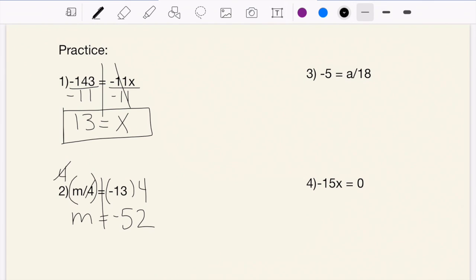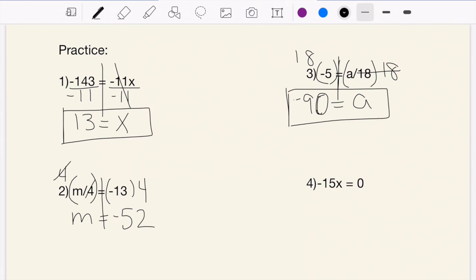Negative 5 equals a over 18. Again, this one's a division problem, so we're going to multiply both sides by 18. On this side, those will cancel out and we're left with just a. And then on this side, we have negative 5 times 18, which will give us negative 90. So a equals negative 90.